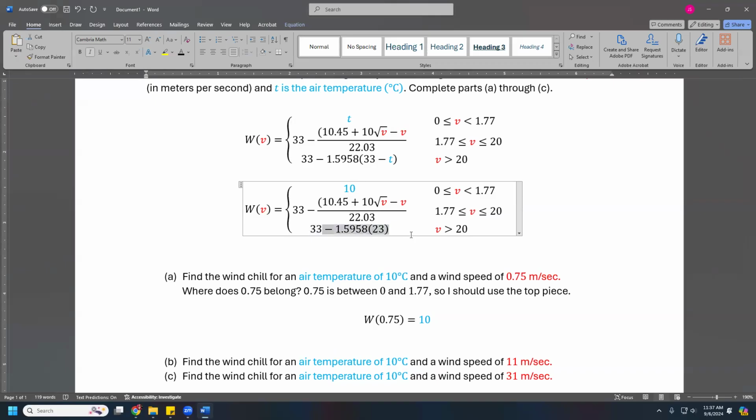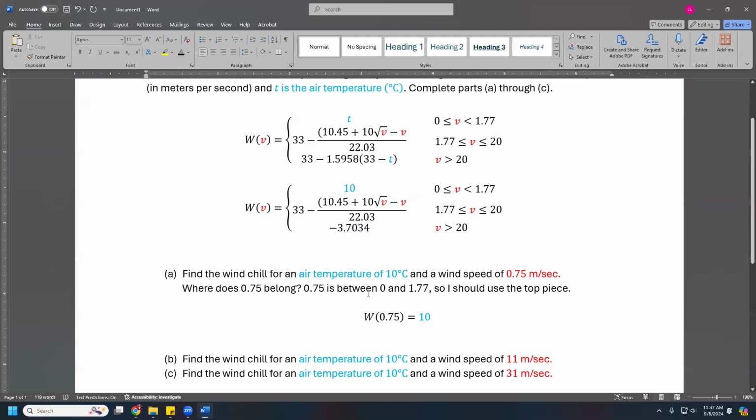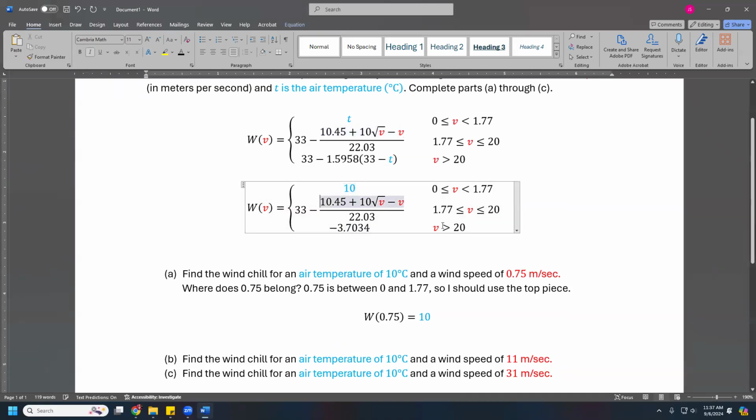And now if I really wanted to, I could actually simplify this as well. I'm just going to take this, throw it into a calculator, and tell me what kind of number it is. So according to my calculator, this ends up being negative 3.7034. So the only spooky piece left is just this middle part. And unfortunately, there's not much else I can do about this middle part. It just kind of has to be like that. And I just realized I have an extra parentheses here. So my first piece is just 10.